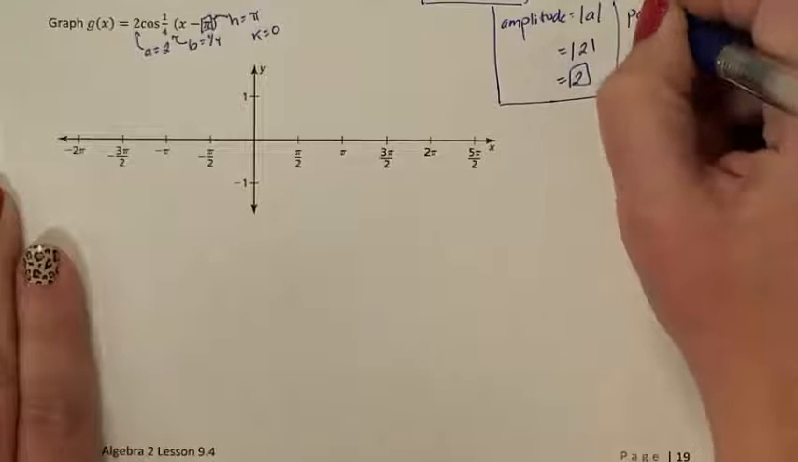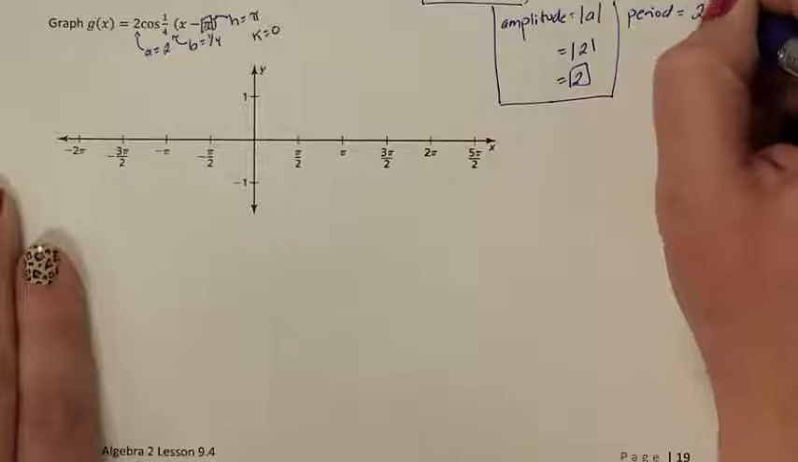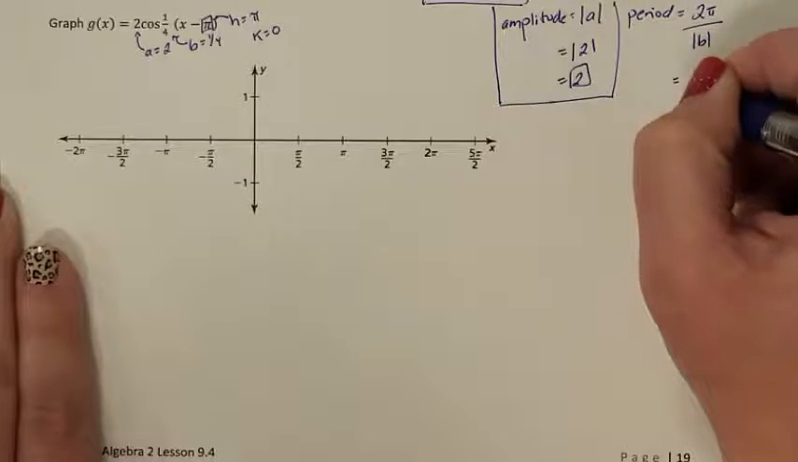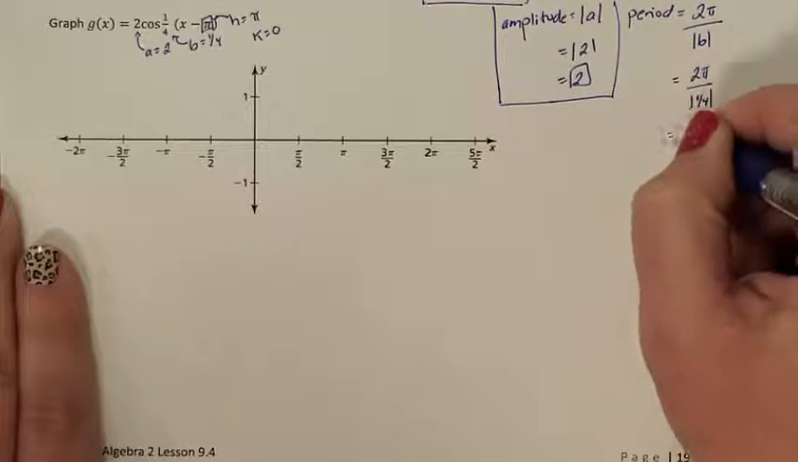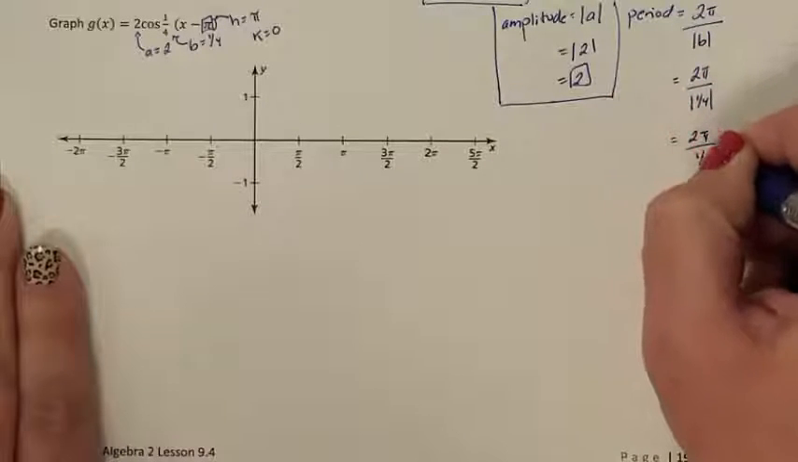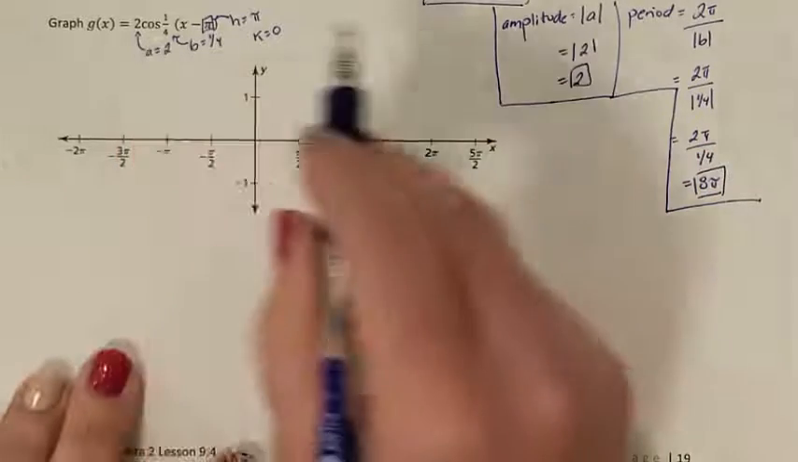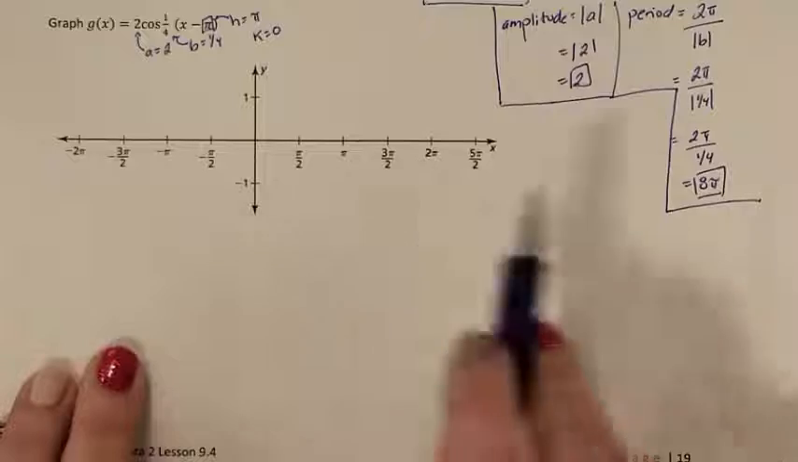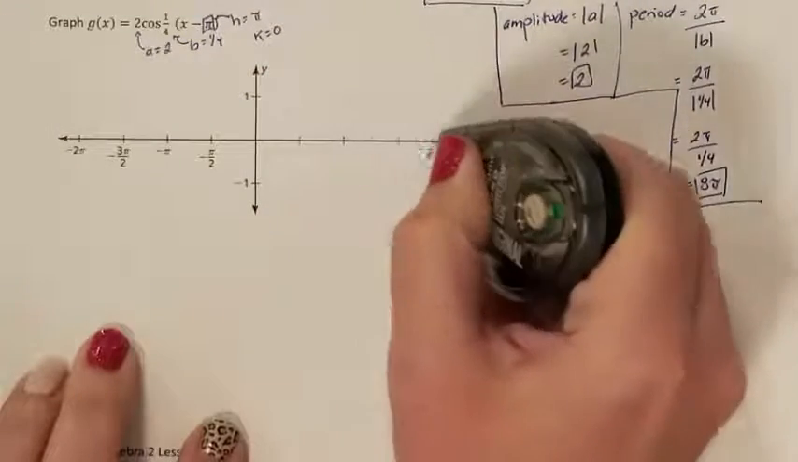Now let's see how long the repeated segment lasts, which is the period. Period is 2 pi all over the absolute value of b. My b is 1/4, so I have 2 pi all over 1/4, which gives me 8 pi. That means my cosine is going to take 8 pi lengths before it starts repeating again, which means that my x-axis definitely needs to be rescaled.